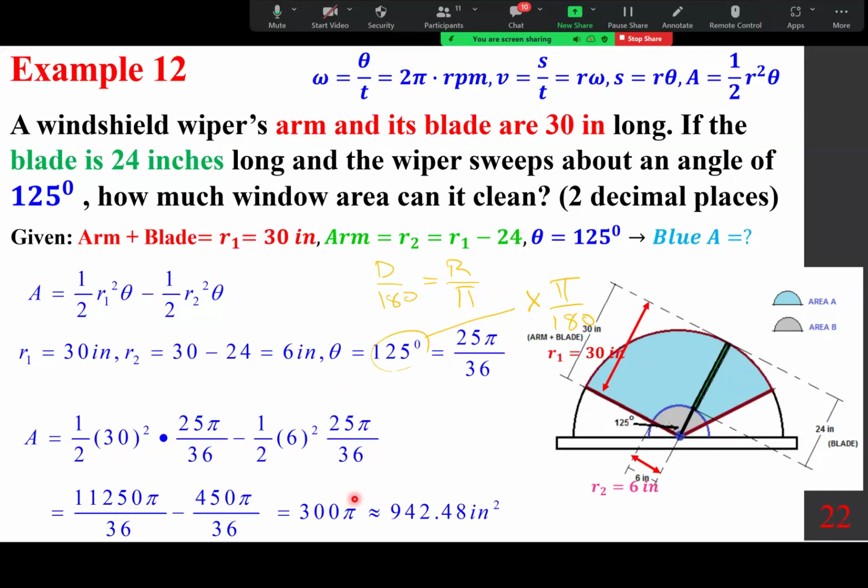precisely. And now you use a calculator. They want 2 decimals, 942.48 inch squared. Units of the radius squared. That would be the units of area.